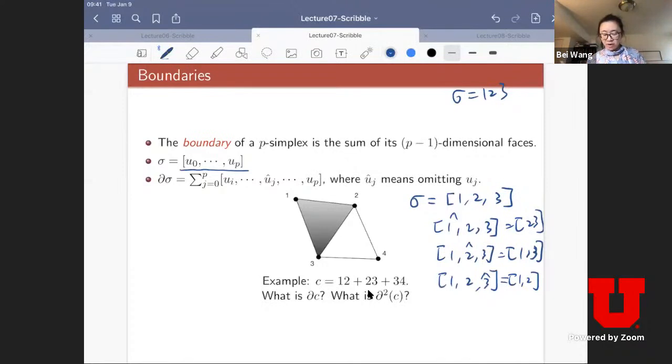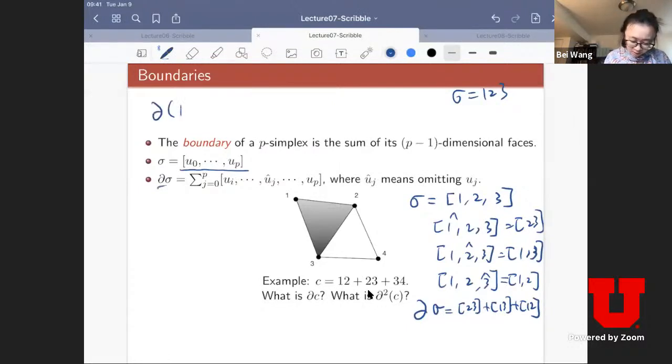Now if I take the boundary of sigma, this is my boundary operator applied to this simplex, a linear combination of all its faces. So it's equal to 2, 3 plus 1, 3 plus 1, 2. If I simplify it, the boundary of the triangle 1, 2, 3 is its edges 2, 3 plus 1, 3 plus 1, 2. And from an intuitive way of understanding it, if you take a triangle, what's its boundary? Its boundary, in the literal English meaning, is all the edges that surround it. So the boundary of a triangle is all its edges.